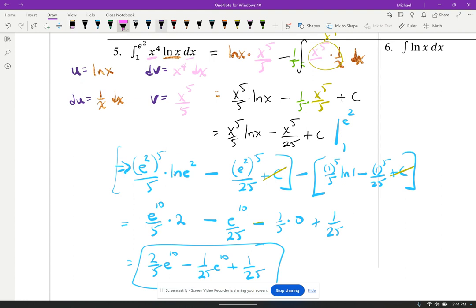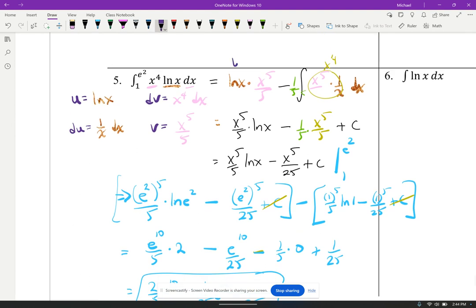And then the formula says, and I'm going to write it here in purple, u times v minus the integral of v times du. And that's exactly what I plugged in. u times v, these two, minus the integral of v, which is this, times du, which is that. That's integration by parts. It's a slick way, using the product rule, to find an antiderivative.